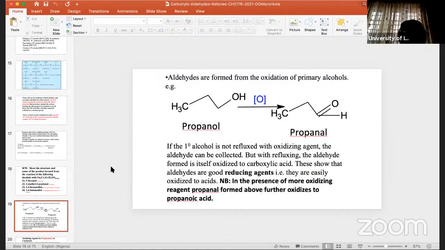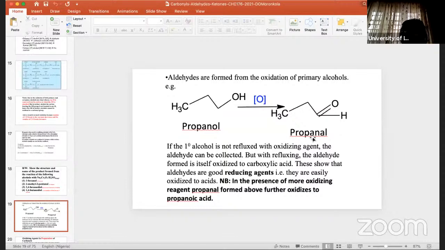So just to show further what we have been saying, propanol happens to be a primary alcohol. Oxidation, yes, aldehydes are formed from oxidation of primary alcohols. We know that one. But if our primary alcohol is not refluxed with that oxidizing agent, I'm generalizing now using O, any of them, you can collect your aldehyde easily.